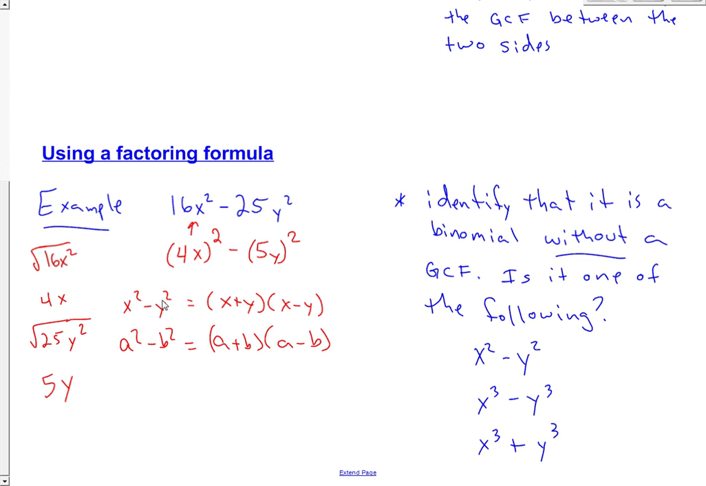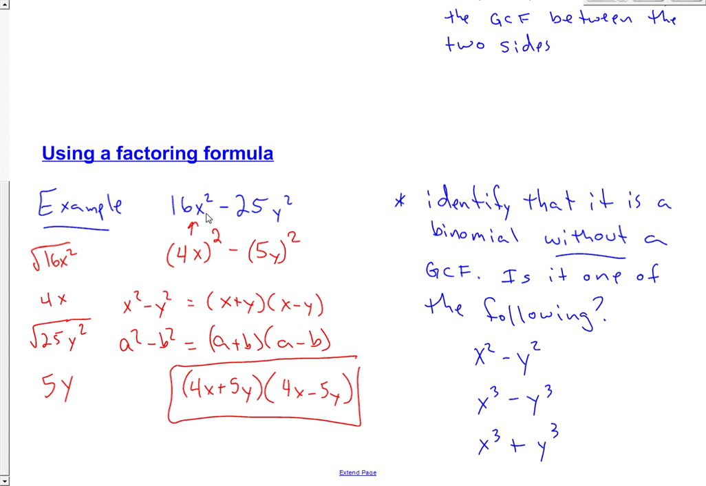Same thing. And I can think about this as, well, my a is 4x. My b is 5y. So I'm just plugging into the factoring formula the 4x and the 5y. So instead of a plus b, I get 4x plus 5y. And instead of a minus b, I'm going to have 4x minus 5y. And these are my factors for that polynomial.